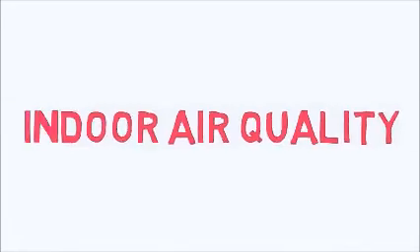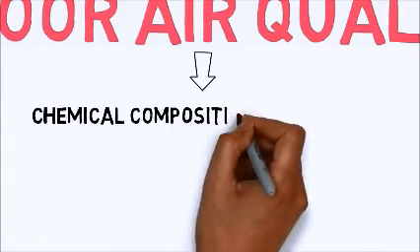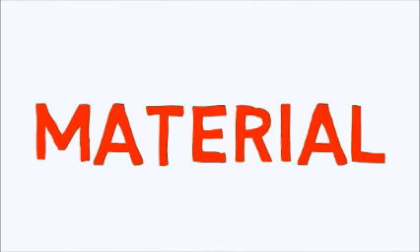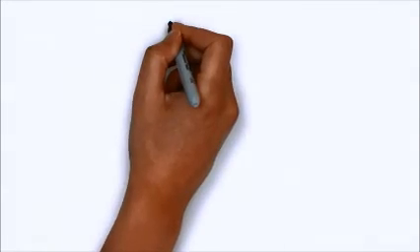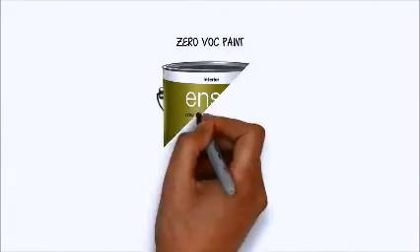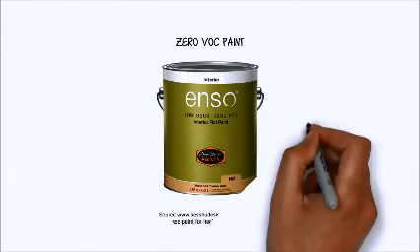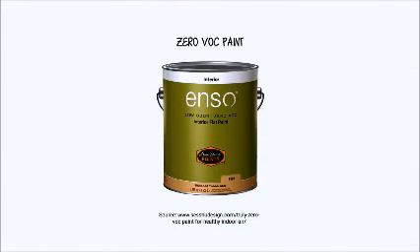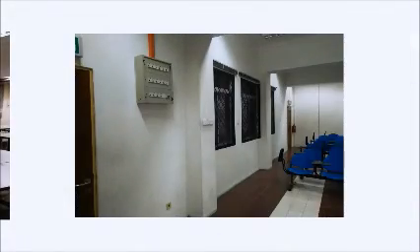Indoor air quality means that the chemical composition of indoor air is clean and fresh. In terms of material, we propose that zero VOC paint be used for this building, such as for wall defects, to improve indoor air quality. Our proposed locations are: first, the measurement studio. Second is lecture room. And third location is computer lab.